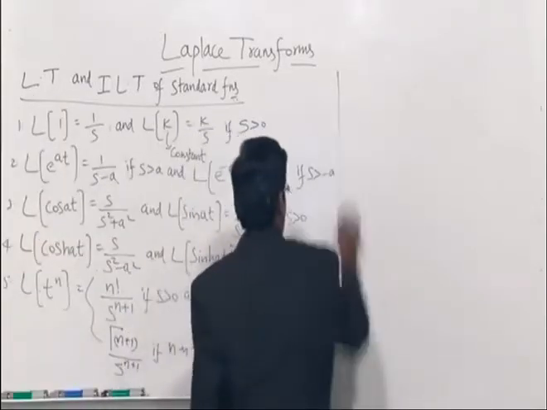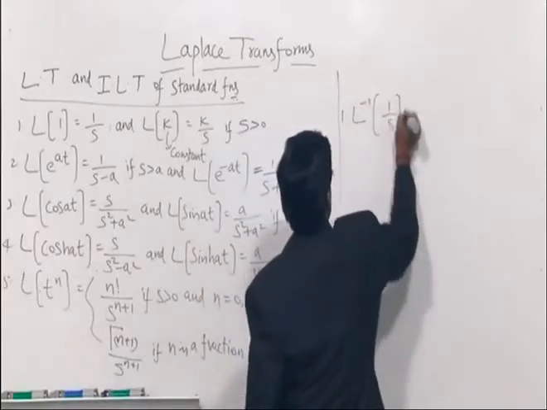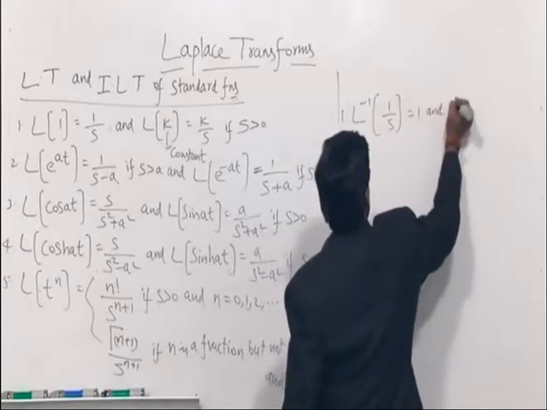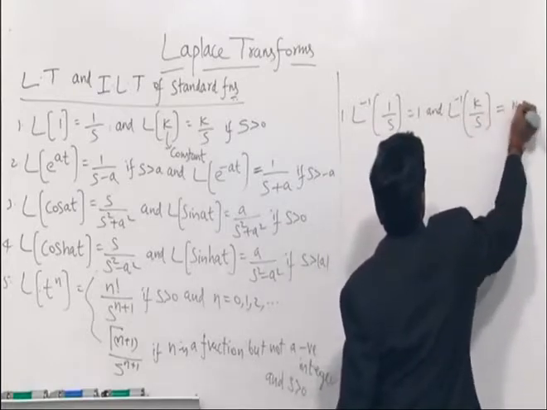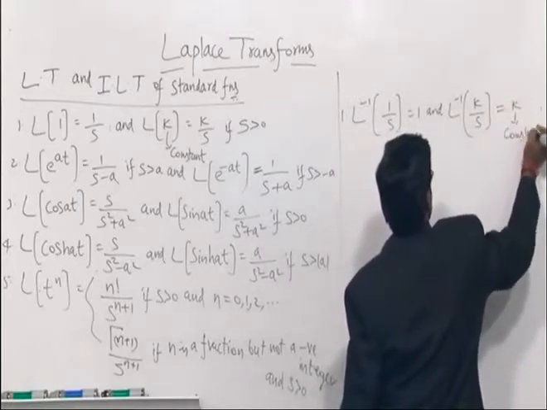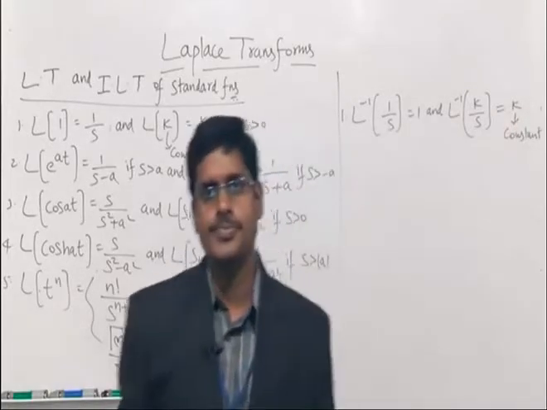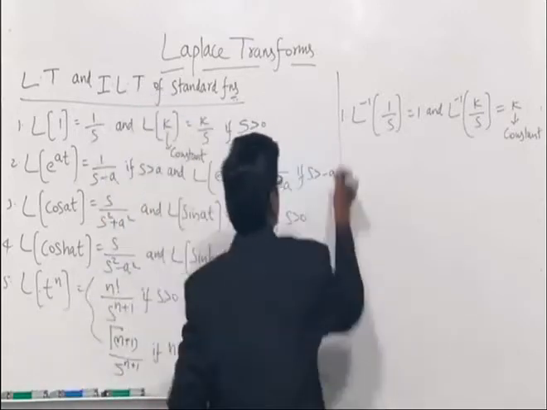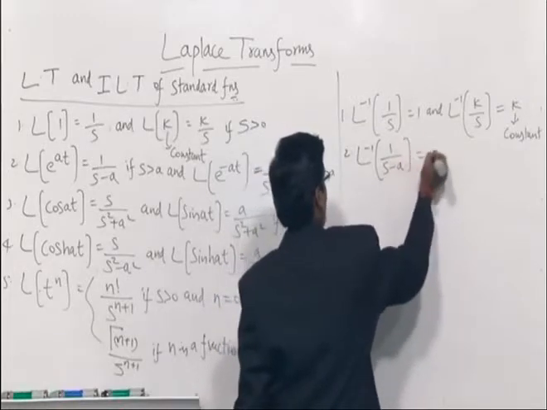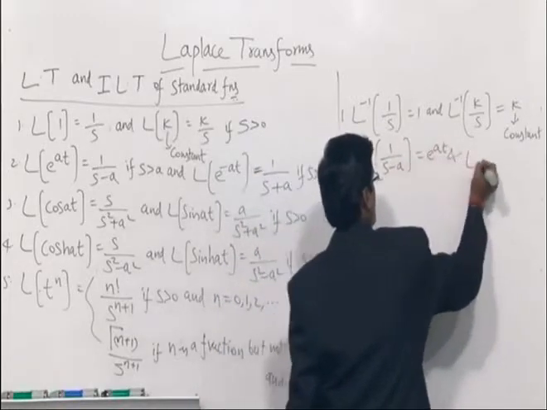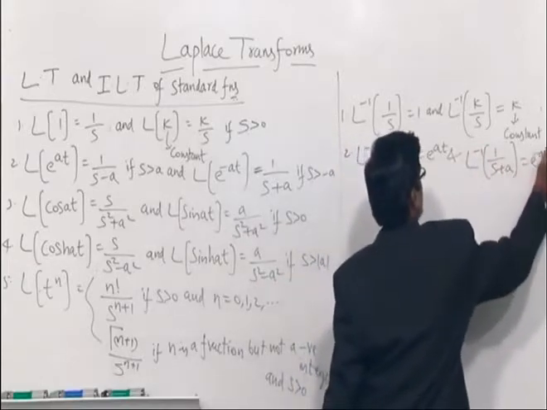So on this side I am giving 1. L inverse 1 over s is equal to 1 and L inverse k over s is equal to k. This is constant. Okay, just write in reverse now. L inverse 1 over s minus a is equal to e power at and L inverse 1 over s plus a is equal to e power minus at.